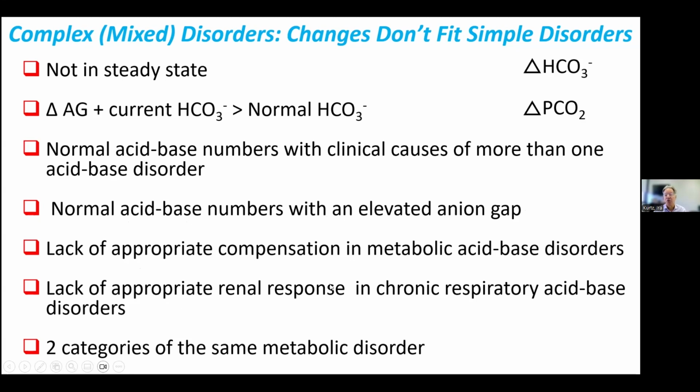Or you could have lack of appropriate renal responses in chronic respiratory acid-base disorders. For instance, if your patients have CKD or ESRD, you're never going to have numbers that look like chronic respiratory alkalosis or chronic respiratory acidosis that fit perfectly because the kidney can't create the renal response that gives the predicted steady state numbers for your patient's values. So you're only going to have perfect chronic respiratory acid-base disorder numbers if you have normal kidney function. It'll always look less than that, or even in ESRD, it'll always look acute. Or you could have 2 categories of the same metabolic disorder, which I'll show you.